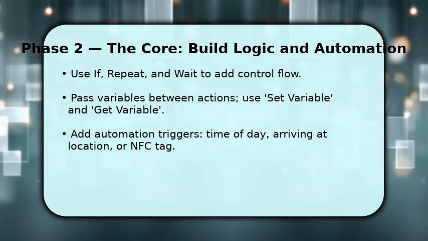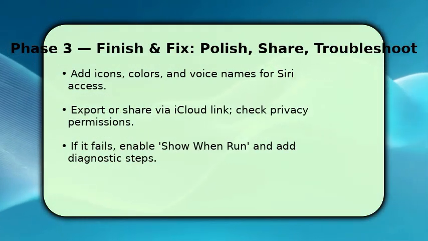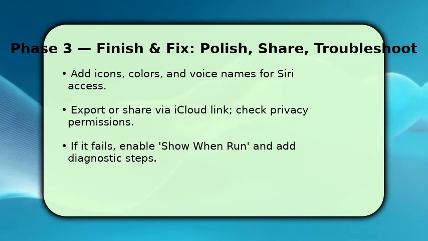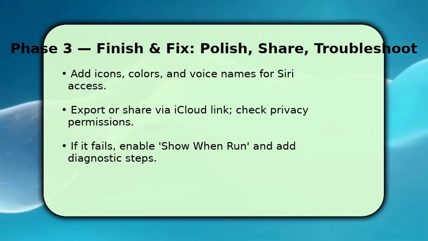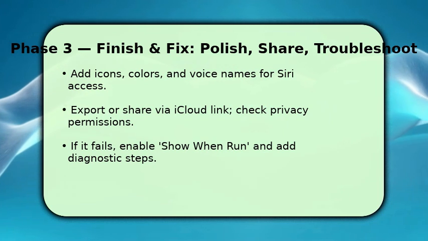Finish by polishing. Add an icon, color, and a Siri phrase so you access the shortcut hands-free. Once polished, export or share with an iCloud link and double-check permissions for location, contacts, or health data. These often block actions. If something breaks, enable show when run and insert simple logging steps or notifications to pinpoint where it stops. Finally, retest after each change. Small, incremental fixes prevent regressions.